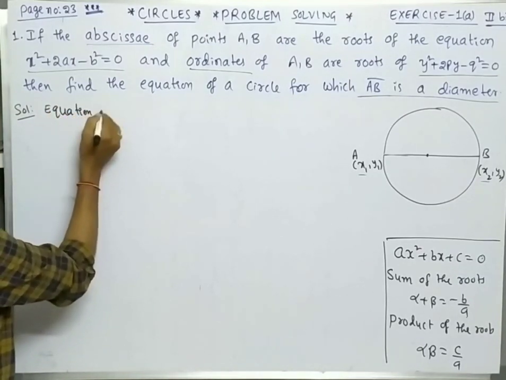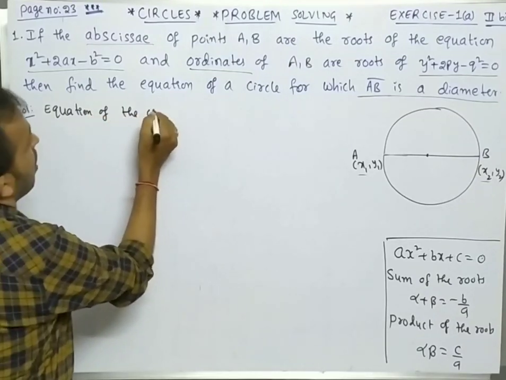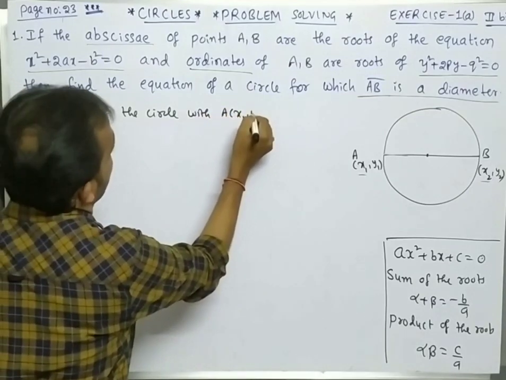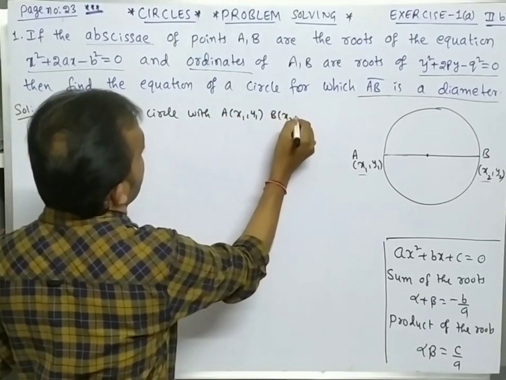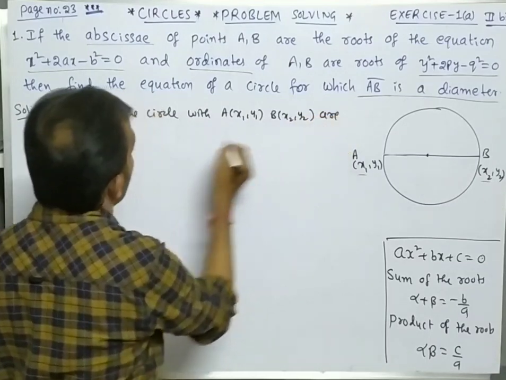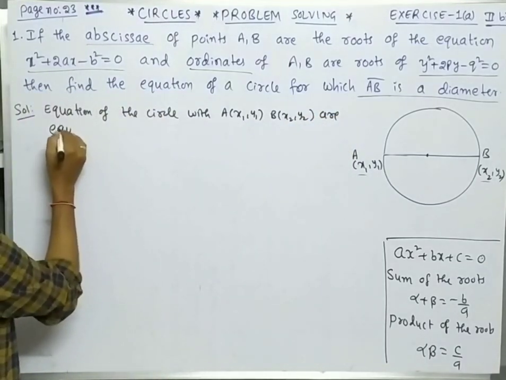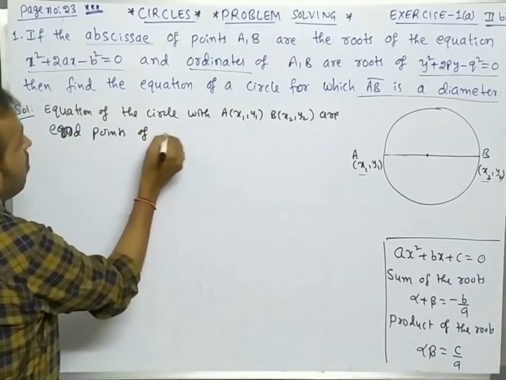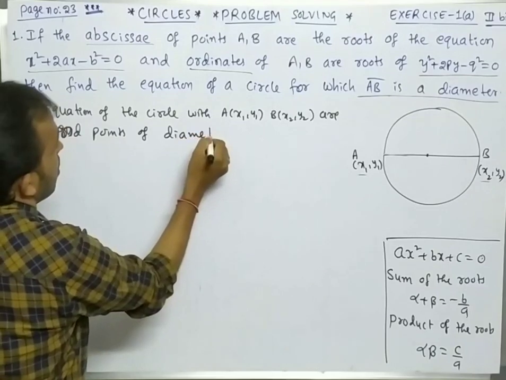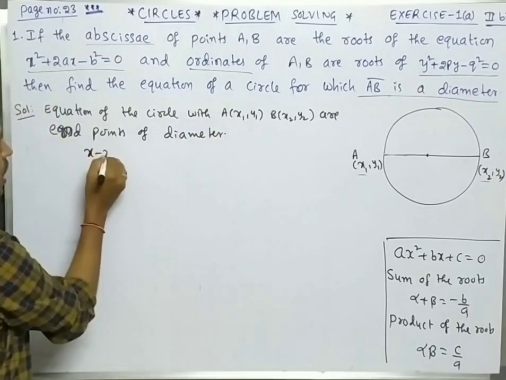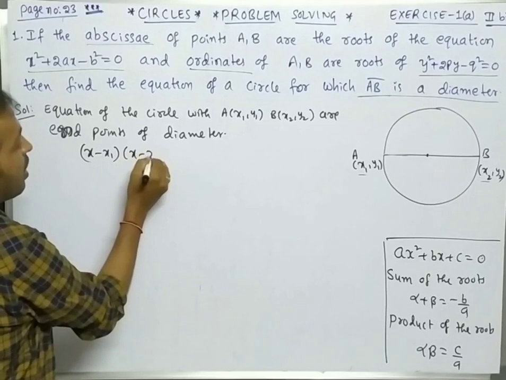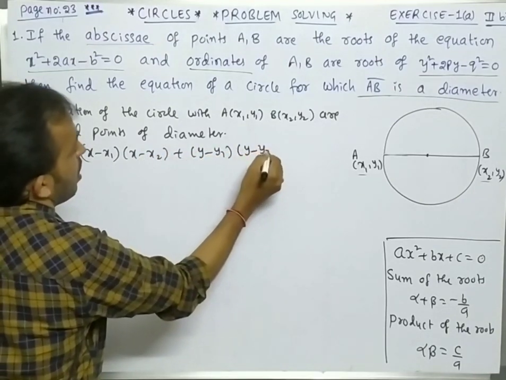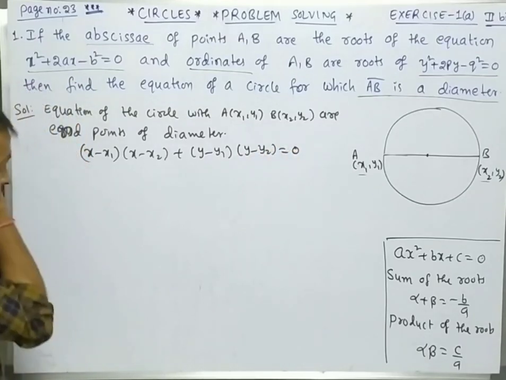The equation of the circle with A (x1, y1) and B (x2, y2) as endpoints of a diameter is: x minus x1 into x minus x2 plus y minus y1 into y minus y2 is equal to 0.